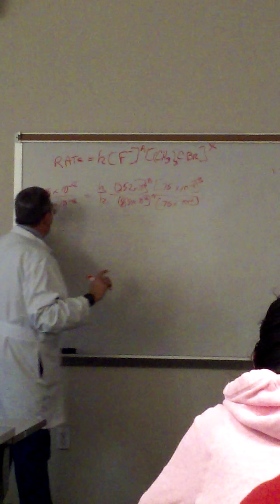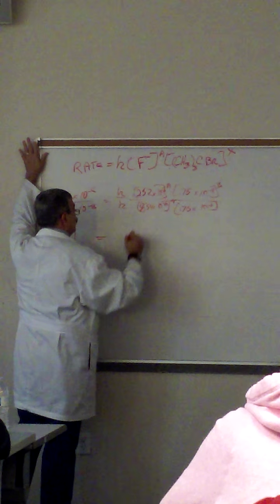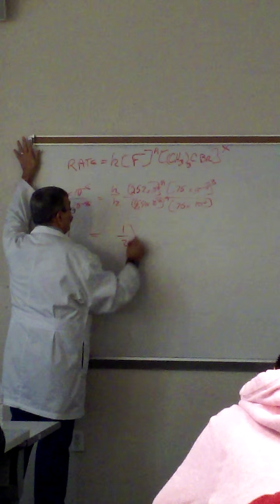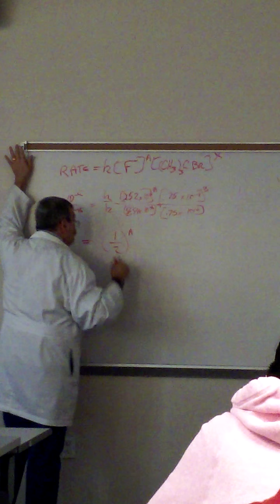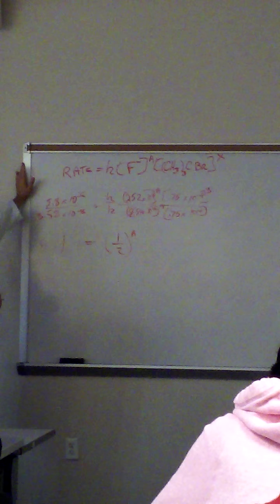Okay. But the concentration of this did. So watch. 1 is equal to, cancel, 1 over 2 to the A. What must A equal? 0. It's 0. No mistake.